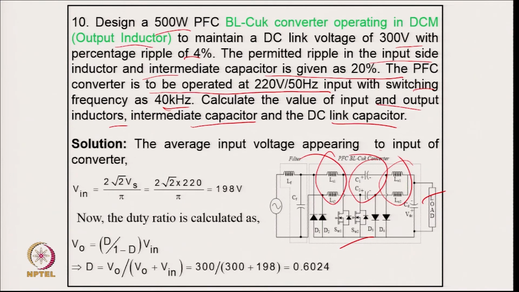Now, coming to the numerical part of this, the average input voltage appearing across the input of the converter, or you can call it the output of the diode rectifier, will be Vin, calculated from the RMS supply voltage. It comes to 198 V after putting the values in, and now the duty ratio is calculated from the given output voltage for the given input voltage, and this comes to 0.6024. It makes sure that this is operating in boost mode, because if the duty cycle is above 0.5, it means it is operating in boost mode.